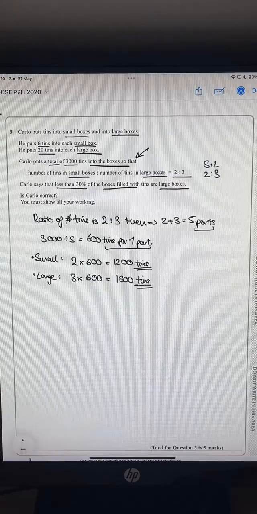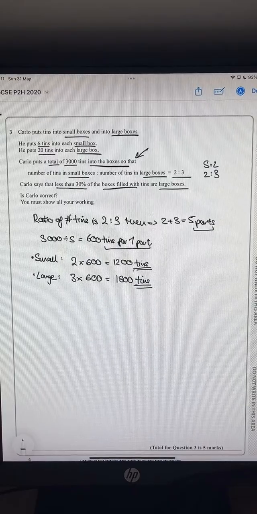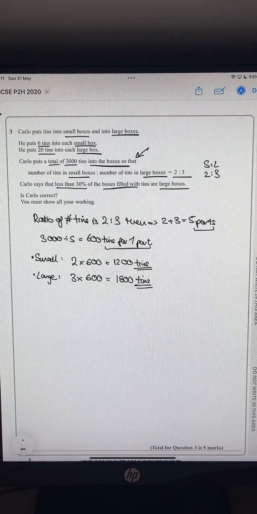And we can just do a common sense check. 1,200 plus 1,800 is equal to 3,000. So we know that our numbers add up. So far, so good. So now we need to look at what he says. He says that less than 30% of the boxes filled are large boxes. So we know the number of tins, we've got to now figure out the number of boxes.